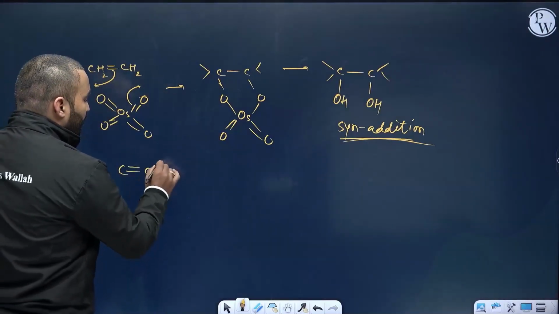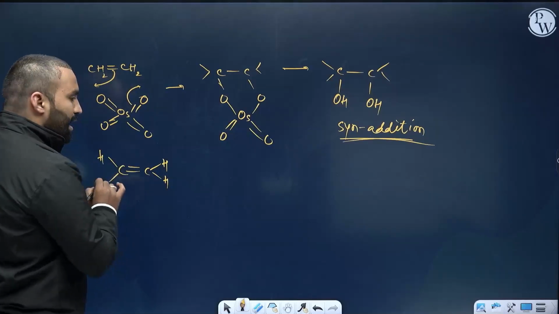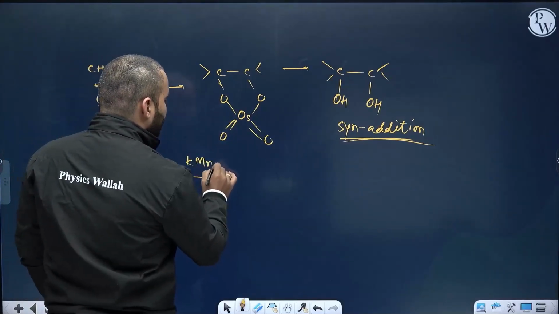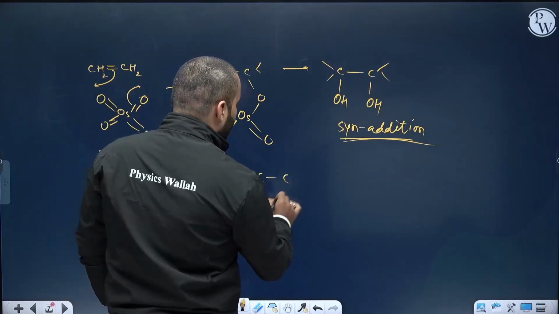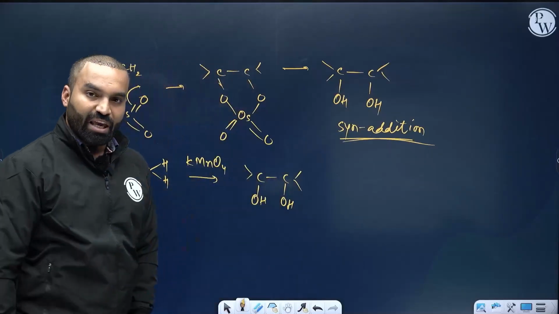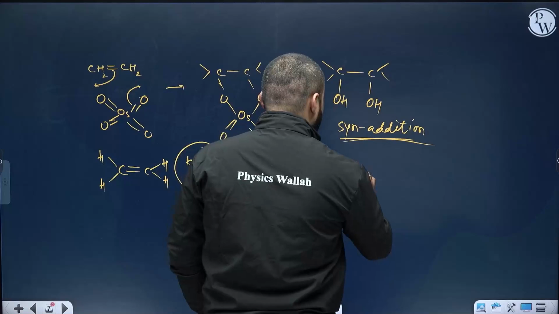Carbon-carbon double bond, hydrogen, hydrogen, KMnO4 in cold and dilute condition will oxidize both these carbons by providing OH and OH. It again forms a diol. KMnO4 is known as Baeyer's reagent. What is it called? Baeyer's reagent.